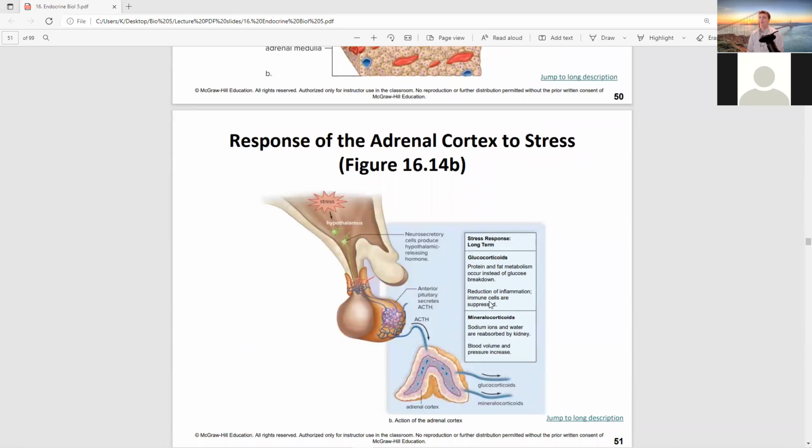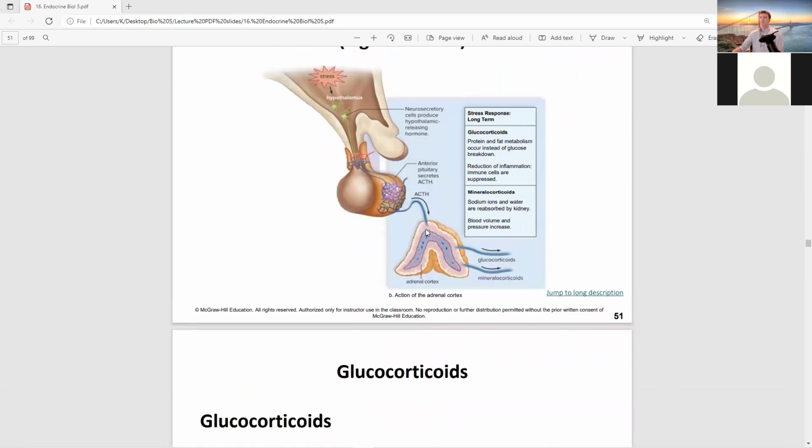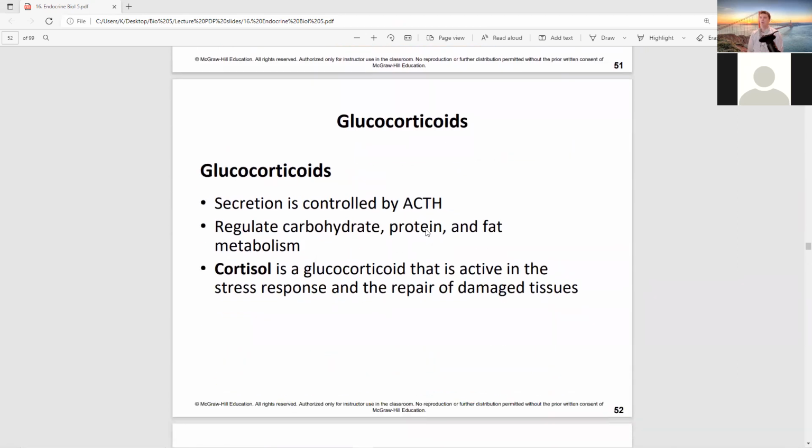Long-term stress responses are driven by glucocorticoids. So protein and fat metabolism occur instead of glucose breakdown. There is reduction of inflammation, and immune cells are suppressed. And for mineralocorticoids, sodium ions and water are reabsorbed by the kidney, and the blood volume and pressure increase. So glucocorticoid secretion is controlled by ACTH. They regulate carbohydrate, protein, and fat metabolism.